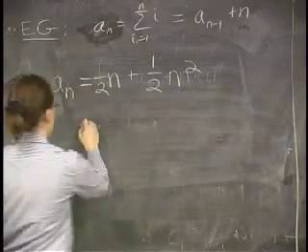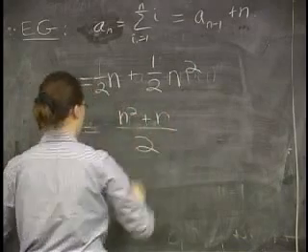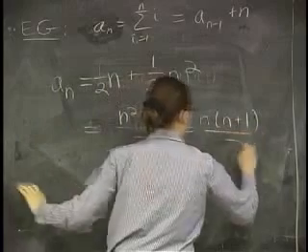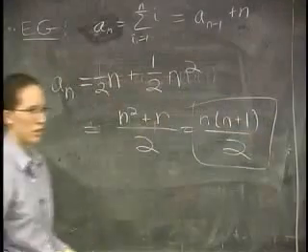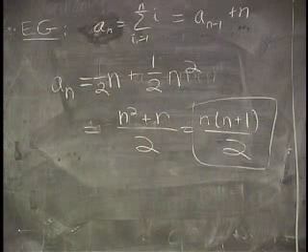What does that mean? Well, let's rewrite this. This is n squared plus n over 2, so that's the same as n times n plus 1 over 2. Thank God we got the right formula. That's our formula. We have a particular solution. Now we want the general solution.